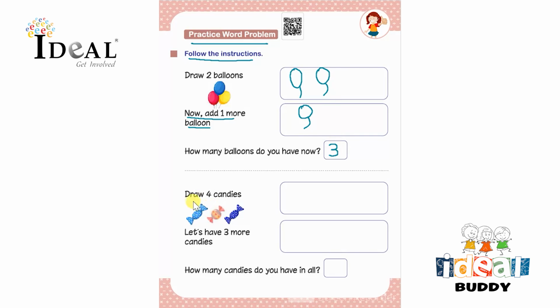After that it's written draw 4 candies. So the child has to draw 4 candies over here. 1, 2, 3, 4.